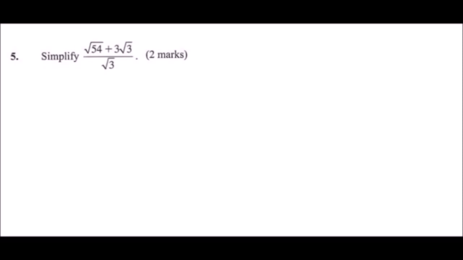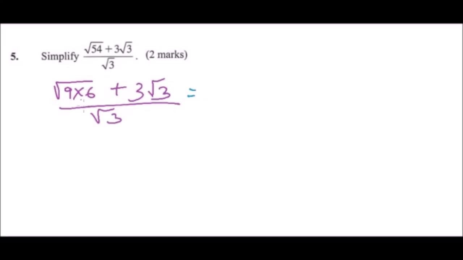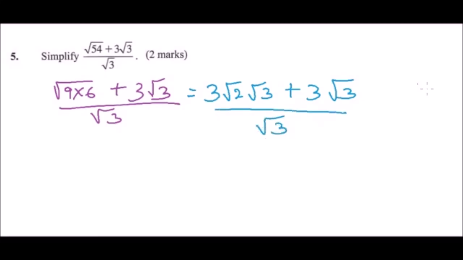So this is KCSE Mathematics Paper 2, 2018, and we are required to simplify this. So the square root of 54 can be written as the square root of 9 multiplied by 6, plus 3 root 3, divided by the root of 3. From there, the square root of 9 is 3, so we can write this as 3. The square root of 6 can be separated into square root of 2 and square root of 3. Then we add 3 root 3. This is divided by the root of 3.